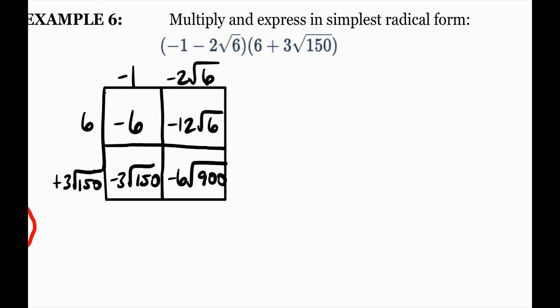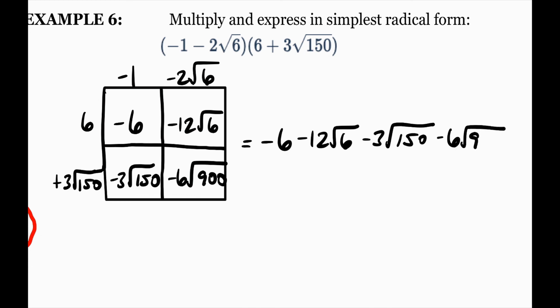Okay, so multiplication is done. Last thing to do is combine like terms. So let me see what I got here. I have a regular negative 6. I have a negative 12 with a square root of 6. I have a negative 3 with a square root of 150. And I have a negative 6 with a square root of 900.